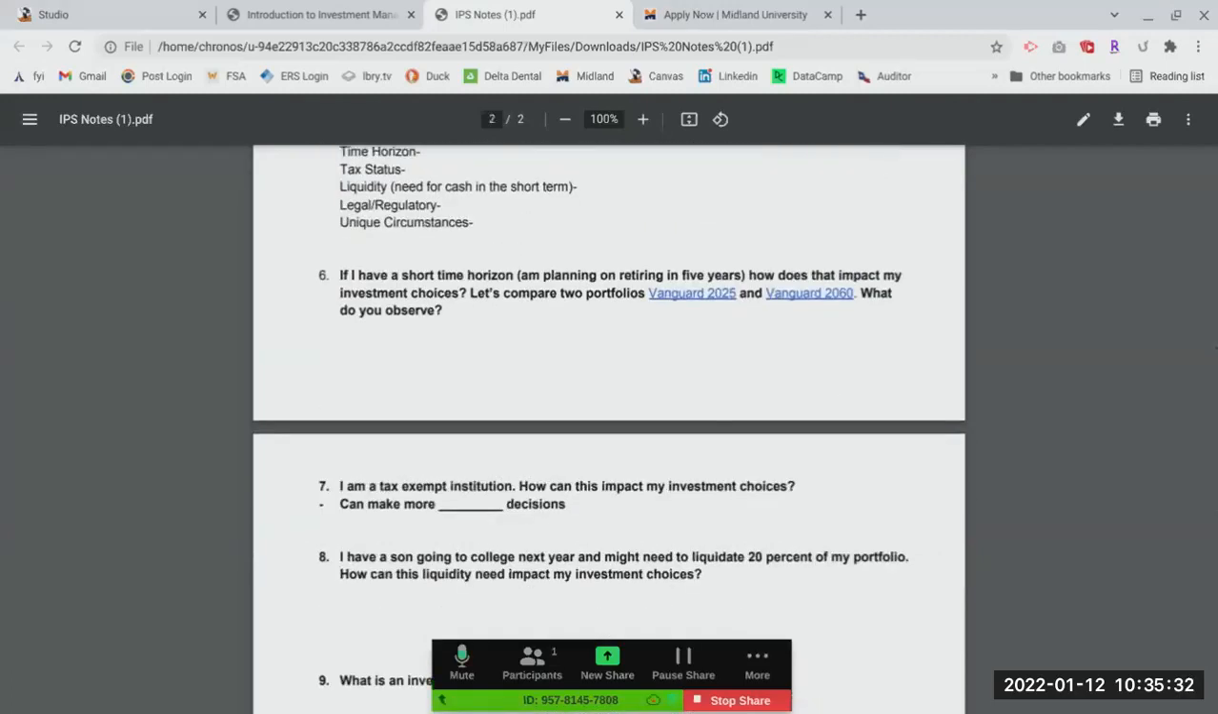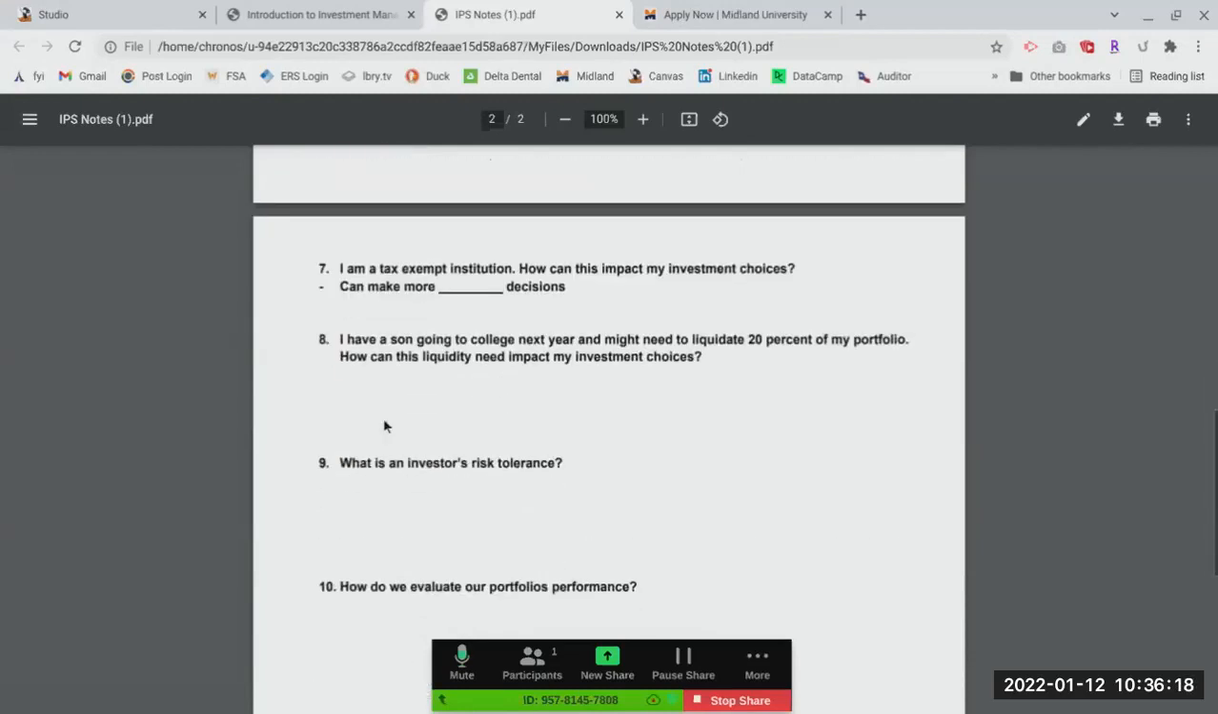If I have a short time horizon and plan to retire in 5 years, how does that impact my investment choices? Well, I'm going to give you an overview: I can't take on as much risk, right? Because if the market tanks, we go into a recession, I won't have time to recover those losses. Whereas over a larger time period, I can take on that risk. And if we go through a nadir in the market, we'll have time to recover those losses. But to fully answer this question, check out both of these funds and click on the holdings of each fund and look at how they're different.